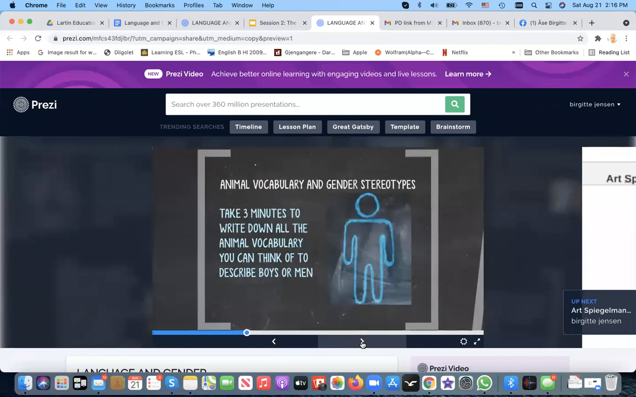Take 3 minutes now to write down all the animal vocabulary you can think of to describe boys or men. Now, don't you worry if it's in the same chat. I'm going to start from the top and move to the bottom.